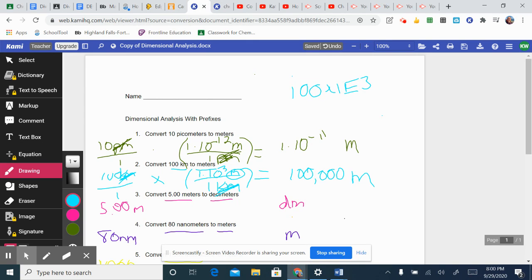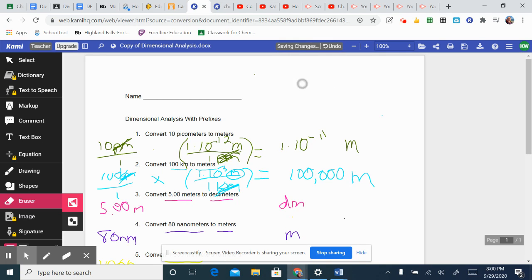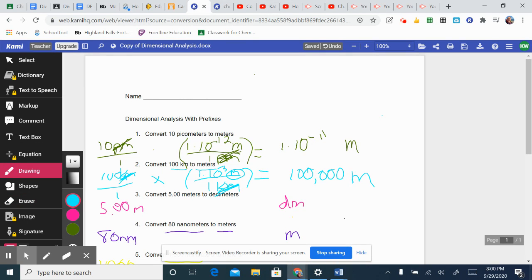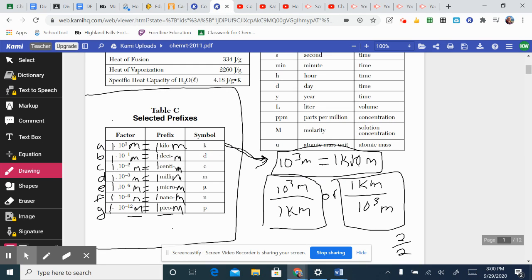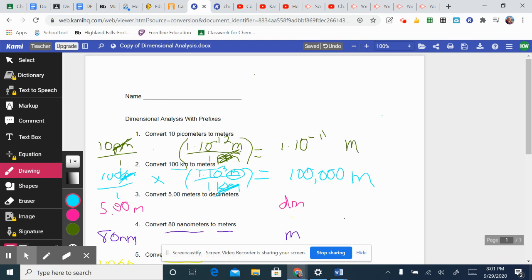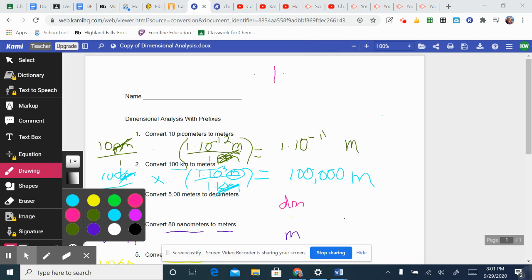For the next problem, we are converting between meters and decimeters. So we need to find the conversion factor for those two. If we go to our reference table again, meters and decimeters is the second conversion factor. So 1 times 10 to the negative 1 meters equals 1 decimeter. So I'm just going to write that up top.